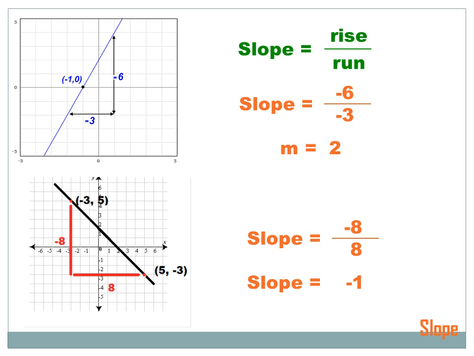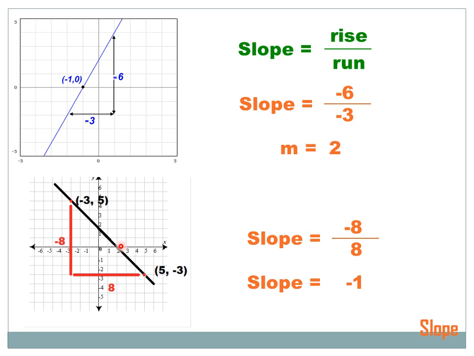Now here's an important point. You can see that that line in the blue up here is going from the lower part on the left to the upper part on the right. It's sloping up to the northeast of the coordinate plane. And it's got a positive slope.